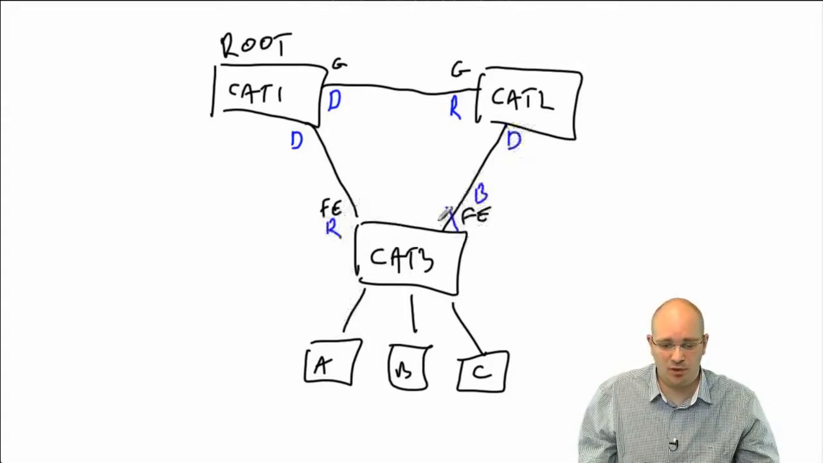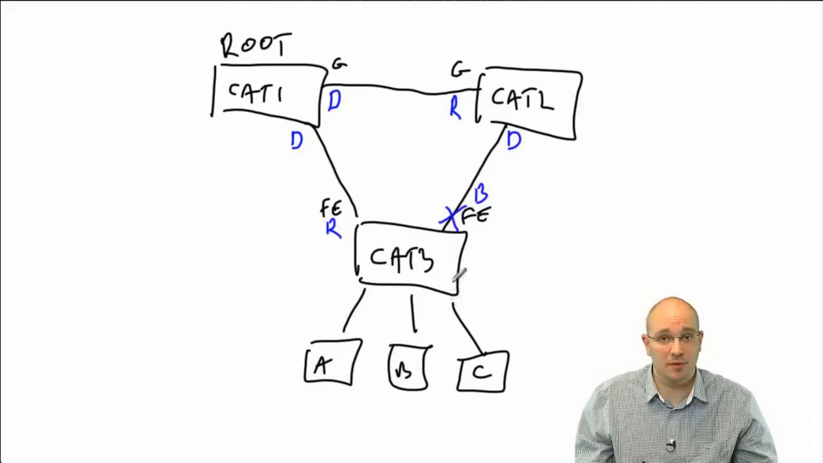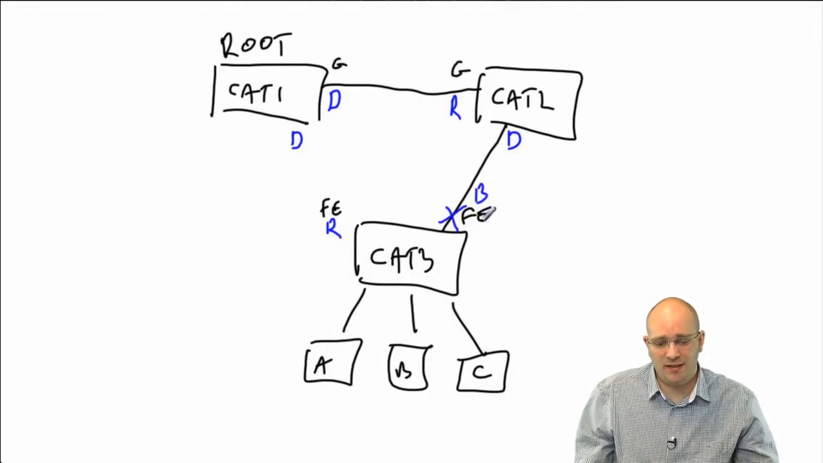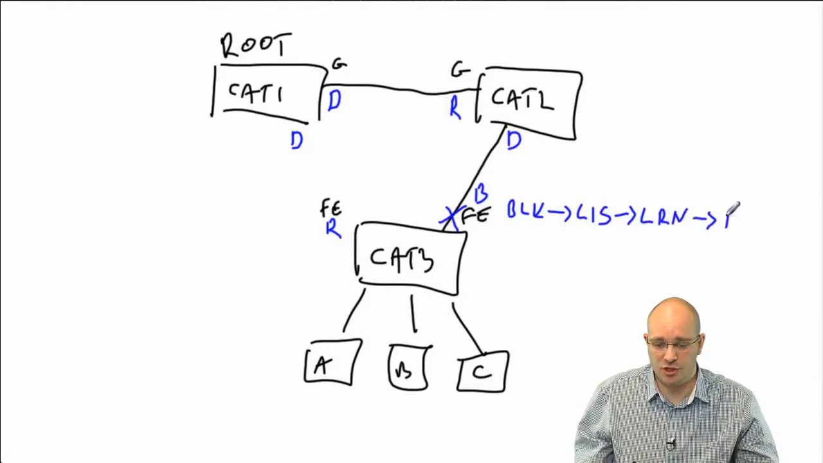So we can say that this port here is actually not sending any BPDUs. This network is going to function normally. And let's say that the link between Cat1 and Cat3 fails. When this happens, the interface between Cat3 and Cat2 needs to transition from blocking state to listening state. Then it needs to transition to learning state. And finally, it will transition into a forwarding state.